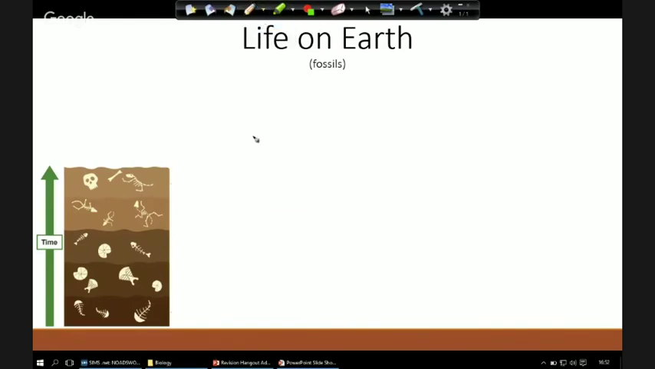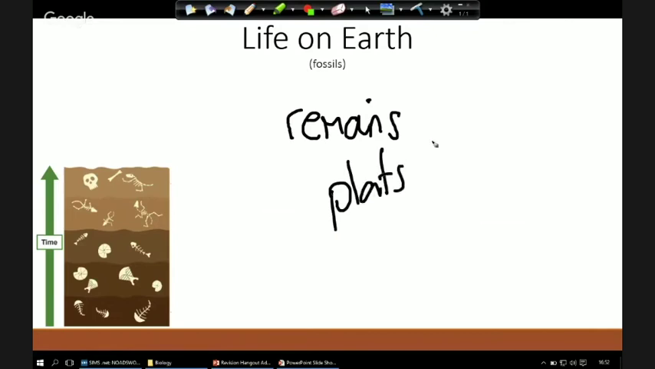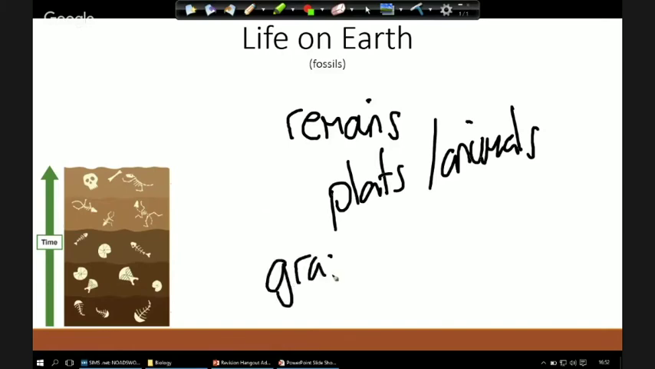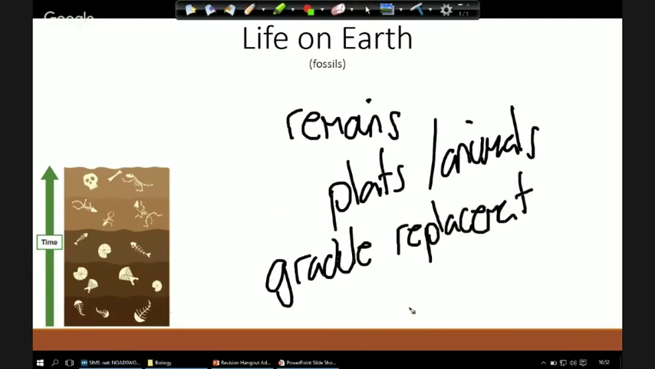So with all of this, remember, fossils are the remains of dead plants or animals from millions of years ago. And they've had a gradual replacement. The body tissues or the impressions, in other words, the footprint of something, have been replaced by minerals. They've mineralized. They've become rocks.